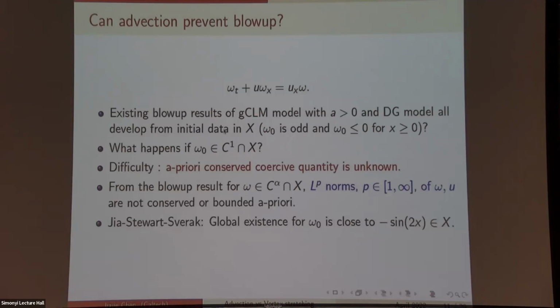Now, to prove this result, the difficulty is that this model cannot be solved explicitly, and we don't know any a priori coercive conserved quantity for this model. So in general, we don't know any. And from our previous C alpha blowup result, any Lp norms of this model can actually blow up. So they are not conserved or a priori bounded. Due to this difficulty, the only existing result is the global existence for initial data around this steady state. So the only existing result is a perturbative result. Our goal is to show that we can say more than this.